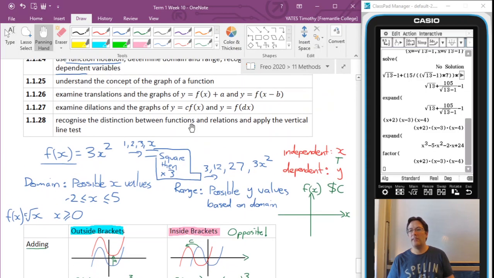The last thing it says is that you can recognize the distinction between functions and relations and apply the vertical line test. I've covered that a few times during this. Hopefully that's not too tough for you anyway. Basically, if you can draw a vertical line and only ever cross your graph a maximum of once, it is a function. Otherwise, it is not a function.